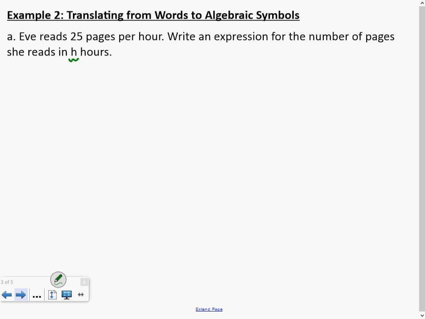Now, she reads 25 pages per hour. This tells us that we're going to use multiplication. So she reads 25 pages per hour, and we said that we're going to use H to represent the number of hours. And this makes sense. If you think about it, if she reads for 1 hour, we would plug in 1 for H. 25 times 1 is 25, so that means she's read 25 pages. If she reads for 2 hours, we would do 25 times 2, which gives us 50, meaning she's read 50 pages in 2 hours.